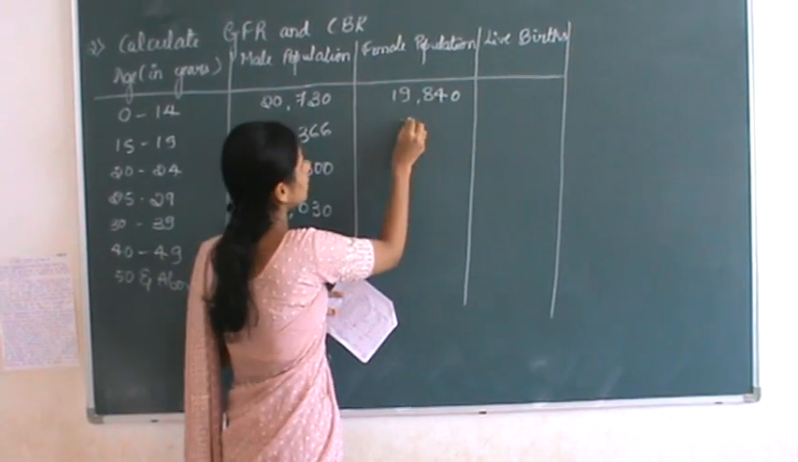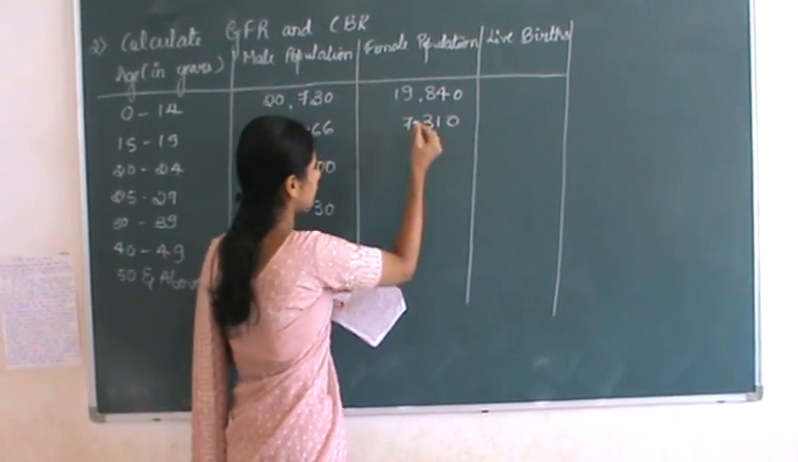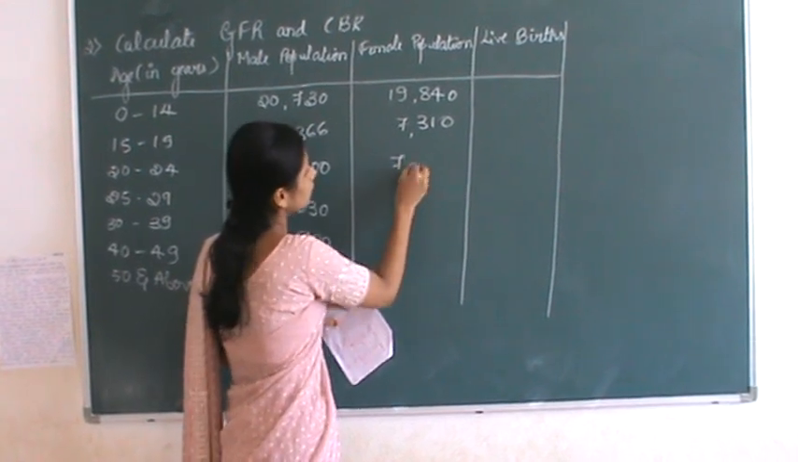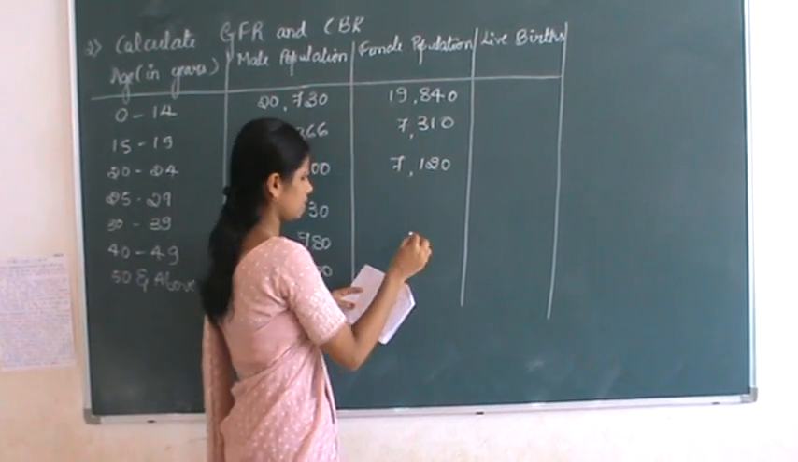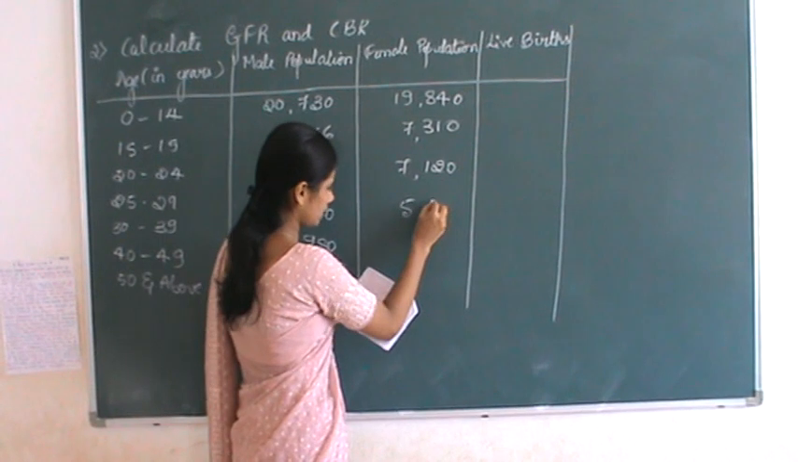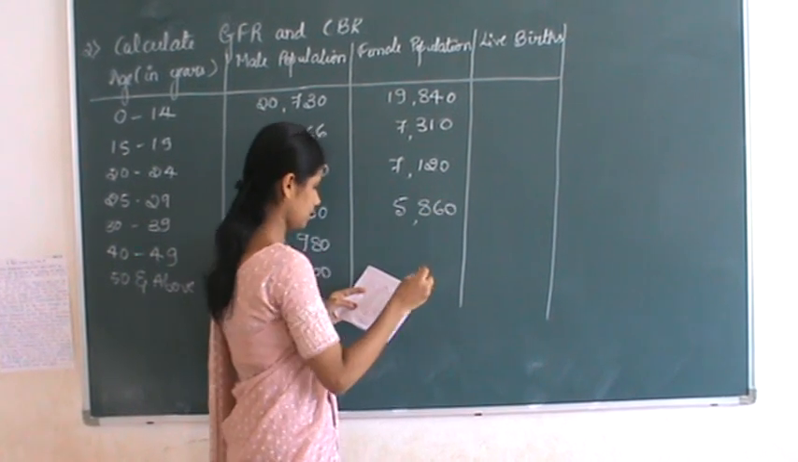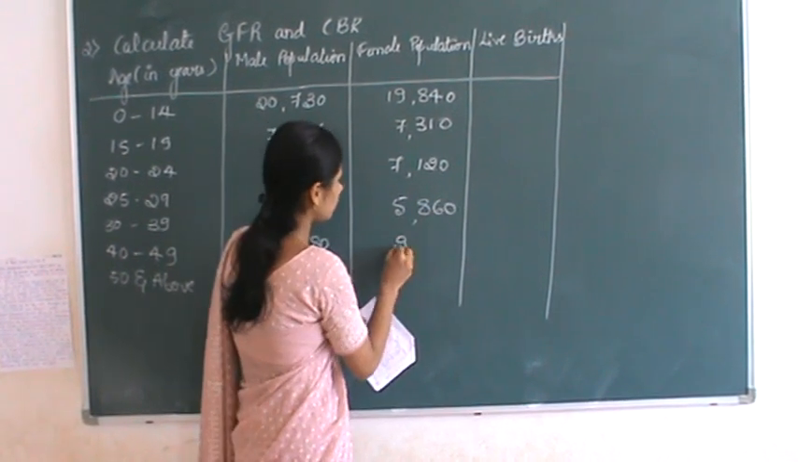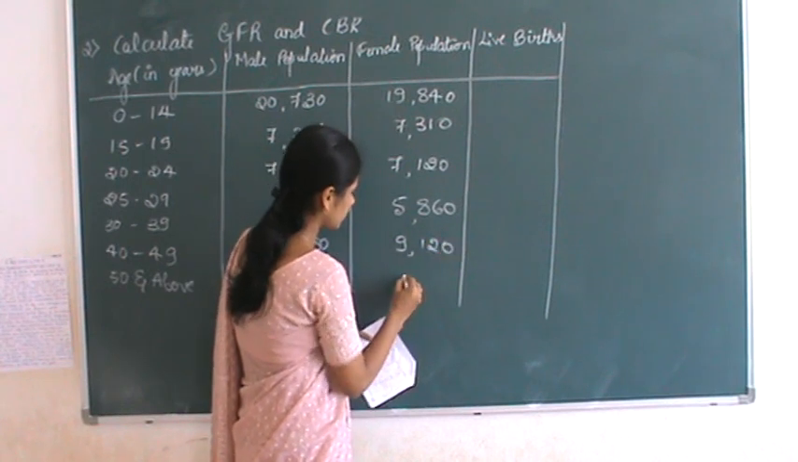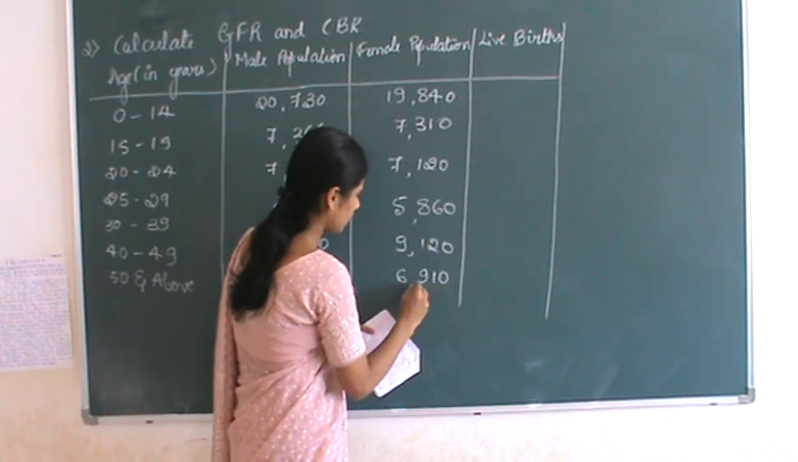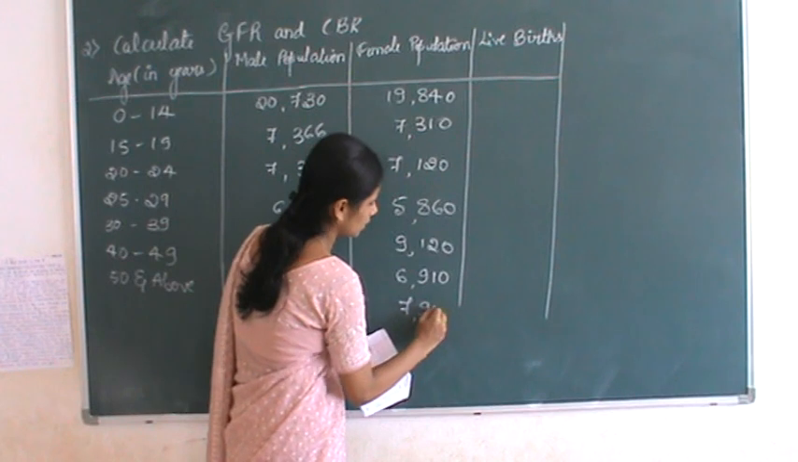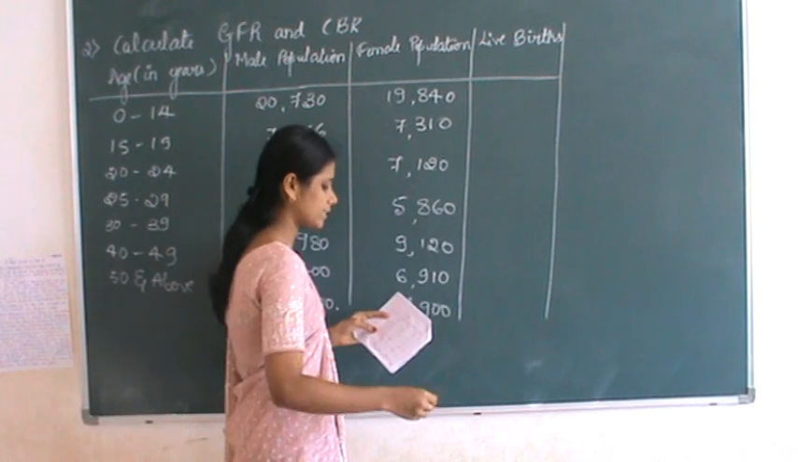Next, female population is 19,840, 7,310, 7,120, 5,860, 9,120, 6,910 and lastly 7,900. Next, live births.